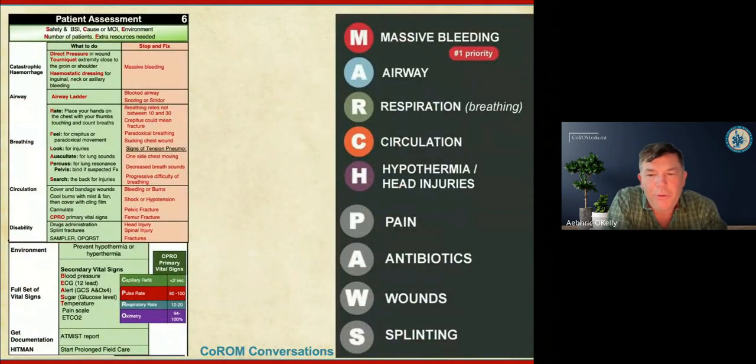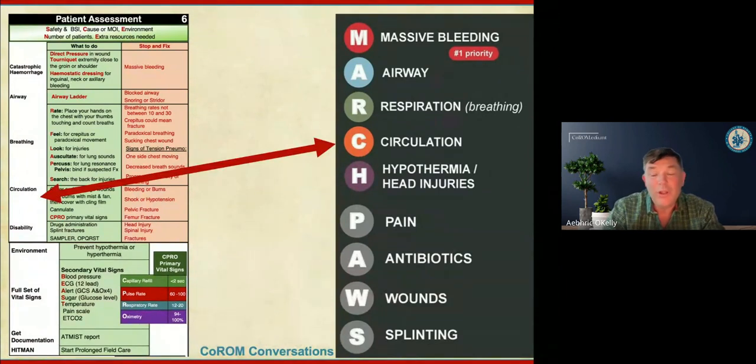So we're going to go through the MARCH PAWS or the CABC algorithm. On the left is the CoROM. Our college has a CABCDEFGH algorithm because with H, Hitman, it forces you to go into prolonged field care. On the right is our TCCC, which is MARCH PAWS L, and then we just hope you go into prolonged care. But everything we talk about needs to end in prolonged care if we can. So C, circulation. We've gone through M, A, and R. We're now at C, circulation, and we're talking about sepsis, which is part of C, circulation.